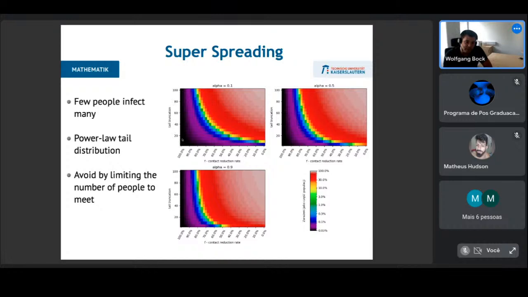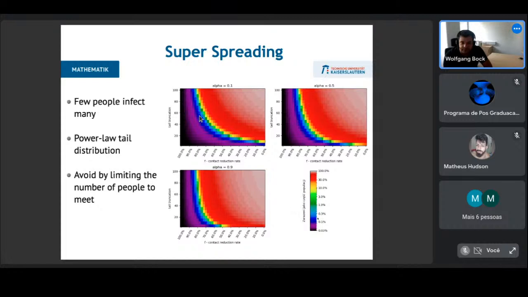up to some certain level, if you go down to 20%, it really helps you with super spreading. But if your alpha parameter is too big, then again you have a problem. But this tail truncation, that means telling people not to meet too many people, really helps. So you can, for example, say a maximum of 20 people is allowed, or something like that.